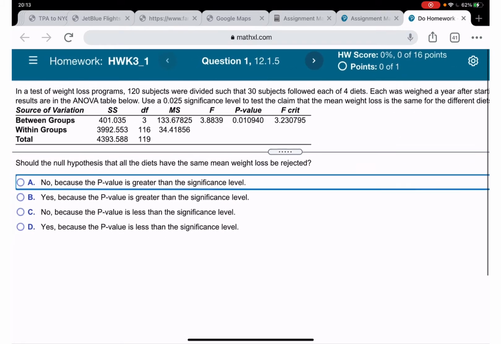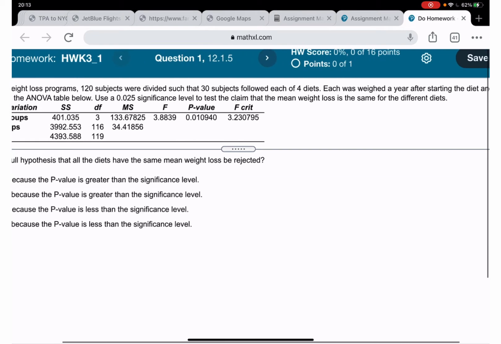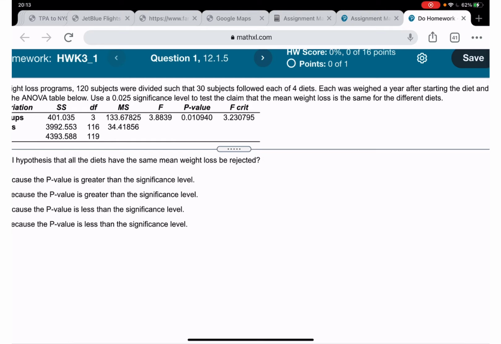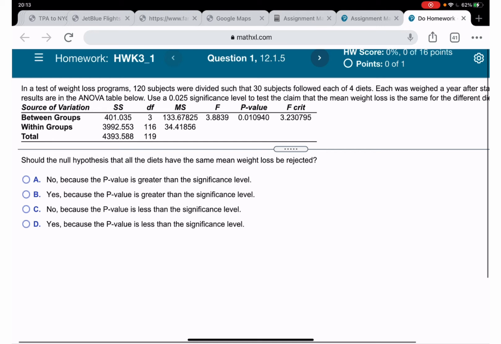In a test of weight loss programs, 120 subjects were divided such that 30 subjects followed each of 4 diets. Each was weighed a year after starting the diet, and the results are in the ANOVA table below. Use 0.025 significance level, 2.5% level, to test the claim that the mean weight loss is the same for the different diets.